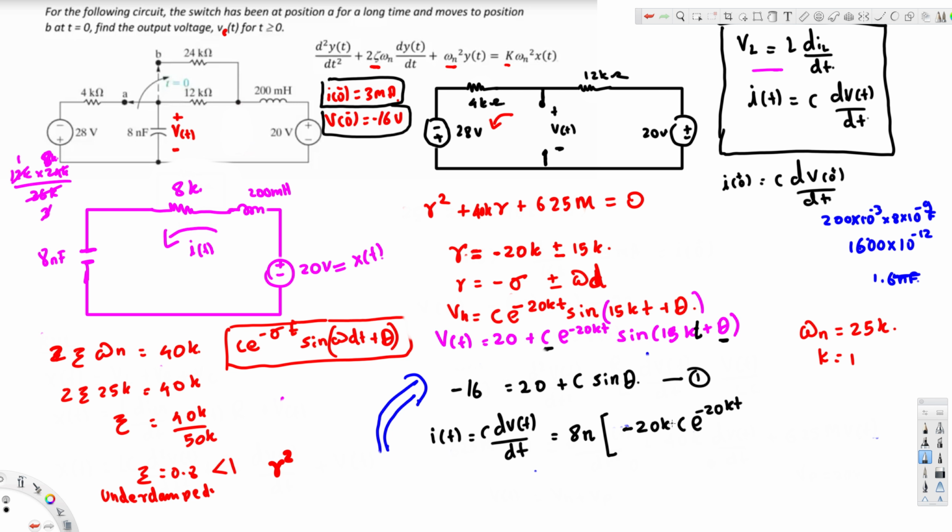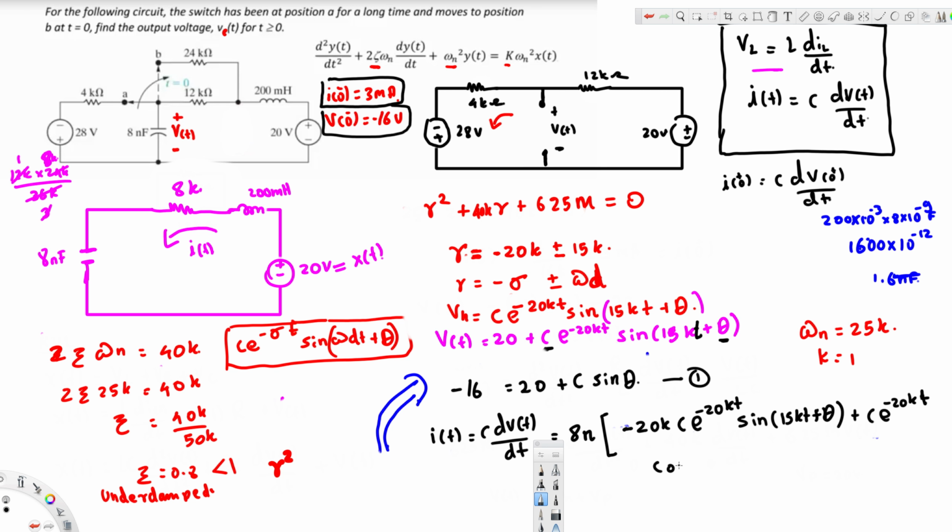So first we took the derivative of the first one and kept the other one as it is, so this is going to be just sine 15kt plus theta. Then we take the other derivative. When we take the other derivative, we keep the first one as it is, so this is going to be c e power negative 20kt, and when you take the derivative of the other one, that's going to turn into cos.